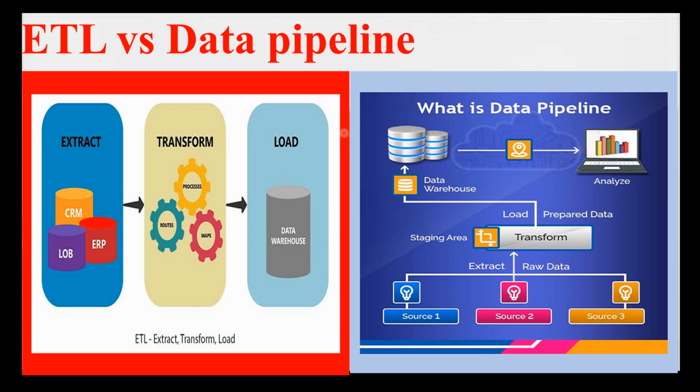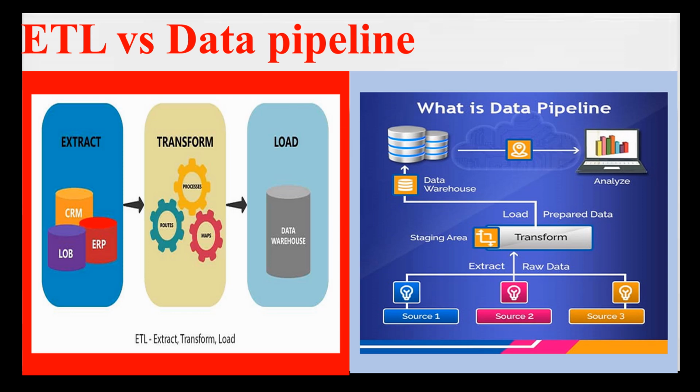So these data pipelines are typically designed to handle the complete life cycle of data, including data ingestion, processing, storage, and analysis. And they often involve additional steps like data validation, data quality checks, and error handling. So to summarize this, we can say that ETL is a set of tasks within a data pipeline that focuses on extracting, transforming, and loading data. Whereas a data pipeline is a more comprehensive framework that encompasses ETL and additional steps involved in moving and processing data from various sources to a final destination.